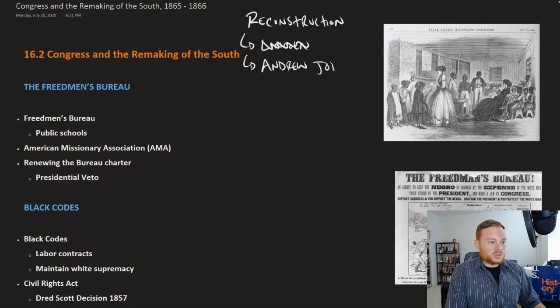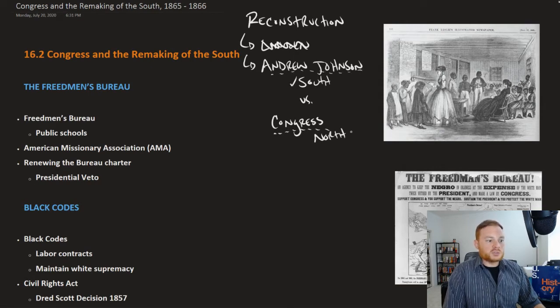And an important thing to know about Andrew Johnson is that even though he is a Republican, even though he was loyal to the Union during the Civil War, he is from the South. And so his vision for Reconstruction really conflicts with that of Congress. So Reconstruction really comes down to a battle between these two constituencies. You have Congress on the one hand and the president on the other. The president being from the South, Congress being made up primarily of Northerners.